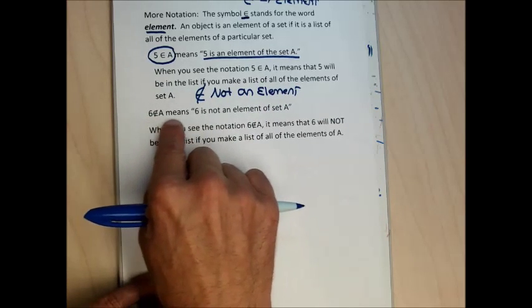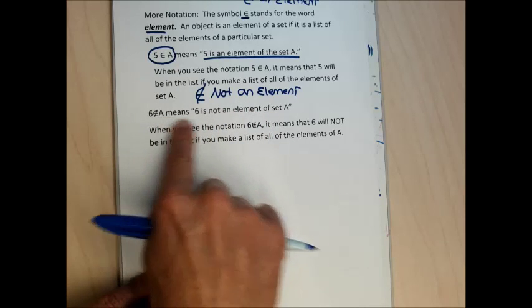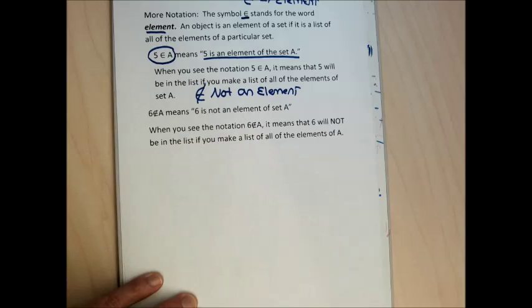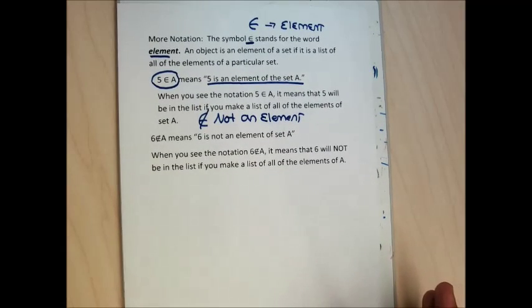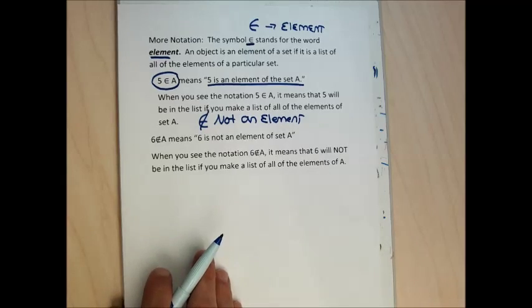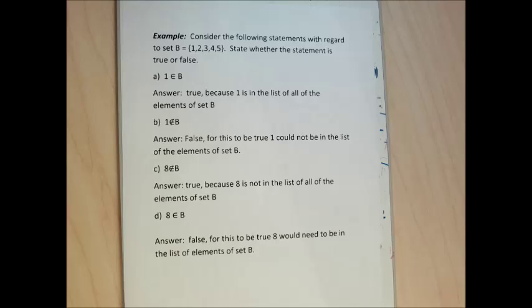6 is not an element of A means 6 is not in A. This means if you listed all the elements of A, 6 wouldn't be in that list. So every object is either an element of a set or it's not an element of a set. Now we have some simple true-false questions just to understand this.